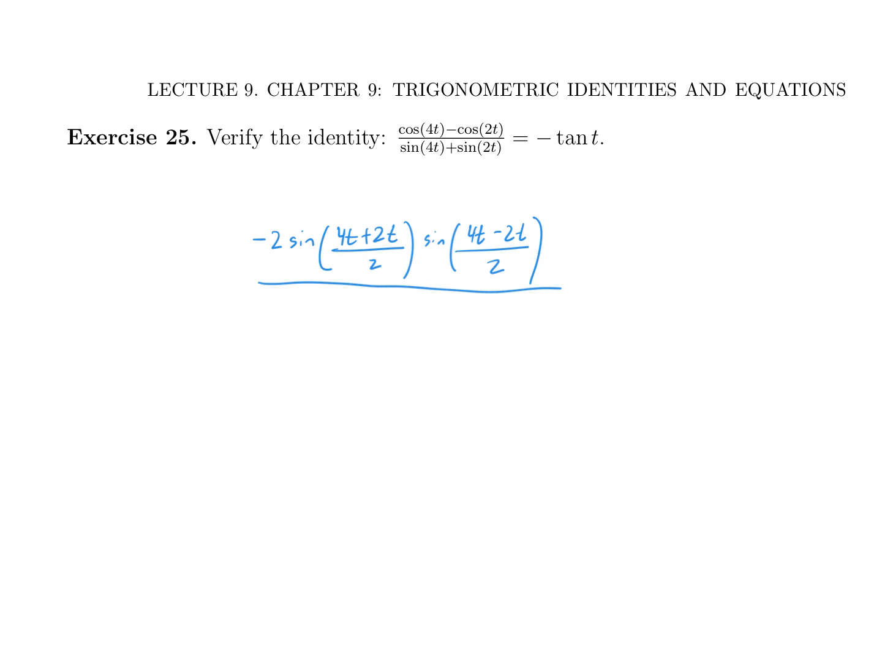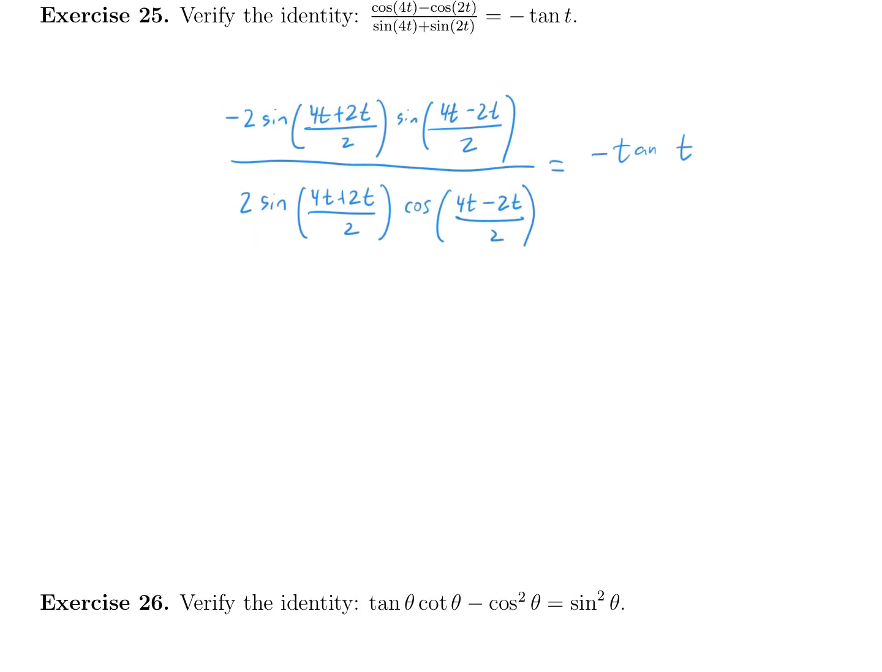So sine plus sine is going to be the first formula. If you're looking at the formulas, it's the first one of the 4. So it's going to be 2 sine of the sum divided by 2, times the cosine of the difference, 4t minus 2t over 2. And we still have the right side, which is the same as the right side of the original problem. Now let's see if we can simplify this.